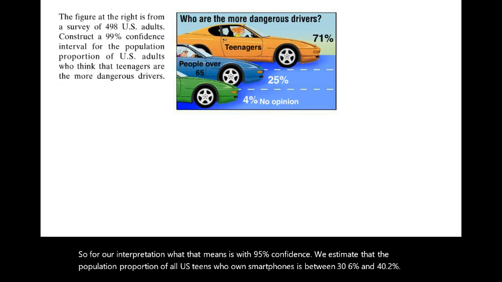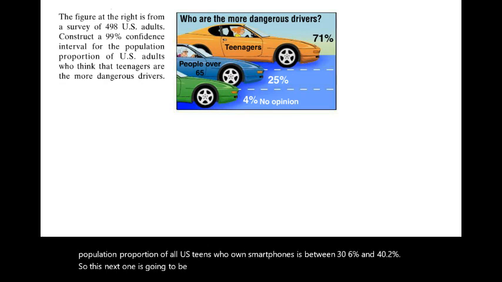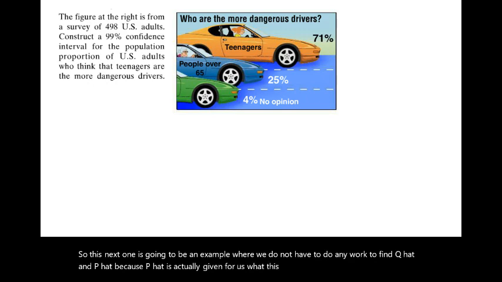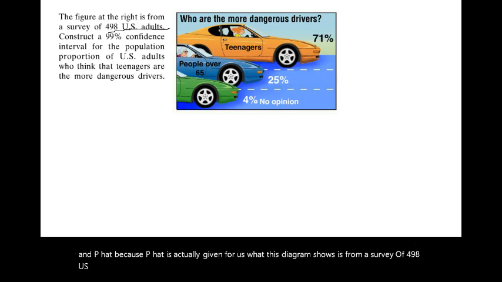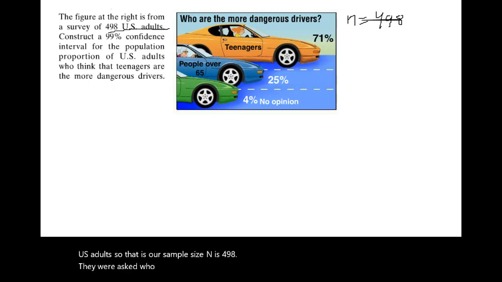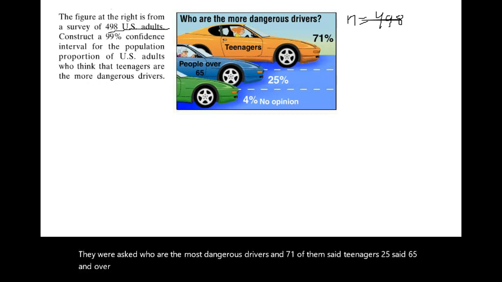So this next one is going to be an example where we do not have to do any work to find p-hat, because p-hat is actually given for us. What this diagram shows is from a survey of 498 US adults, so that is our sample size, n is 498. They were asked who are the most dangerous drivers, and 71% of them said teenagers, 25% said 65 and over, and 4% had no opinion.